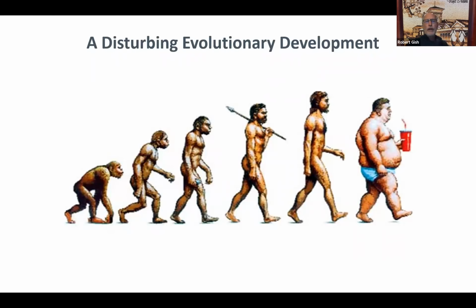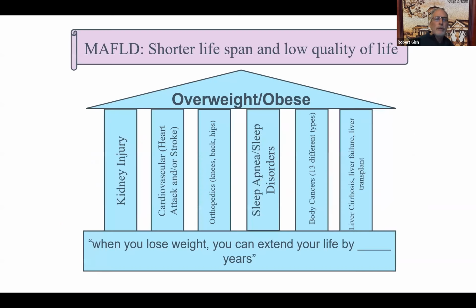Disturbing evolutionary development, you can see here. What's really important here is that red cup in the man's hand full of fructose, and we'll get into fructose later in terms of being toxic, including a mitochondrial toxin.